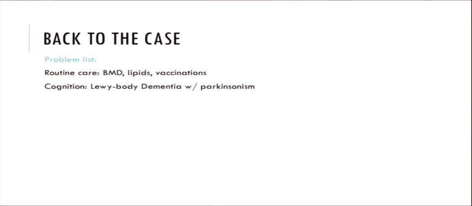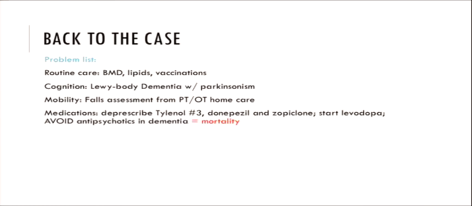So educate them about that. Put in those home care supports to try and help her functioning. Okay, we talked about mobility, right? She was falling. So she needs a fall assessment as part of her home care. She needs to be educated on things. We need to start calcium, vitamin D. We need to potentially give her an exercise program, right?